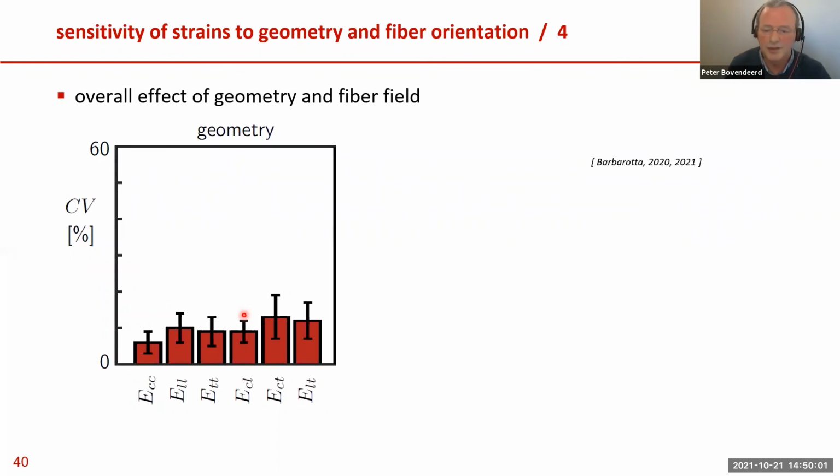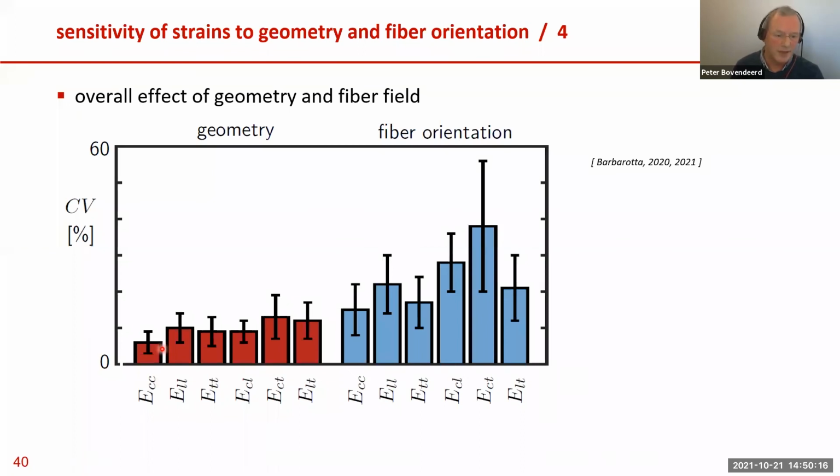The variations in geometry on average gave a coefficient of variation of about 10%. And the shear strains were affected a bit more than the normal strains. Looking at the variation in the fiber field, you can see that these realistic variations in fiber orientation yielded a much stronger variation of the strain components, and especially the circumferential transmural shear strain component was much affected by variation in the fiber field.